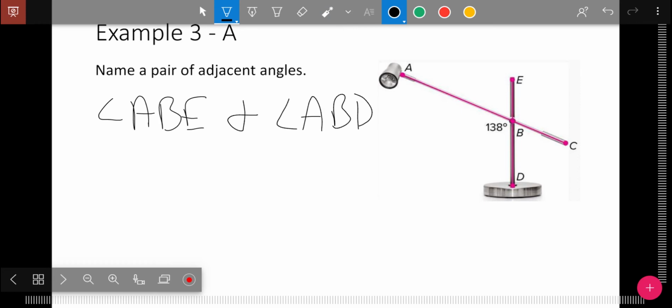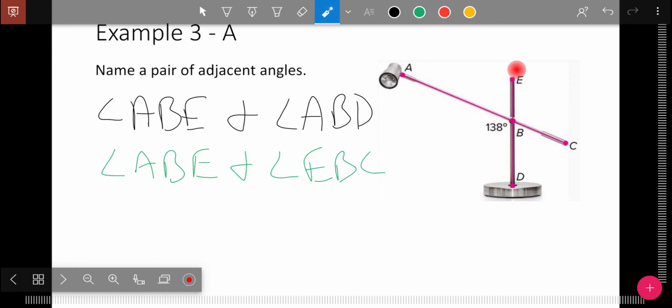I could have said angle ABE and angle EBC. So angle ABE and EBC share this little part BE.